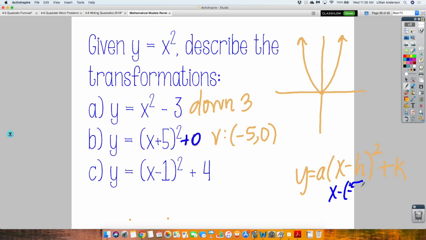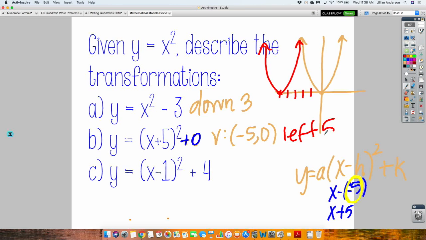Look at the form. Look at your B. It's (x plus 5) squared, nothing else. This is the form for vertex right over here: (x minus h) squared. The only way to make this a positive 5 is that you had to plug in a -5 for h, because a negative and negative make a positive. So h is -5. Since there was no number on the outside, that means that k had to have been 0. Your vertex is -5, 0.